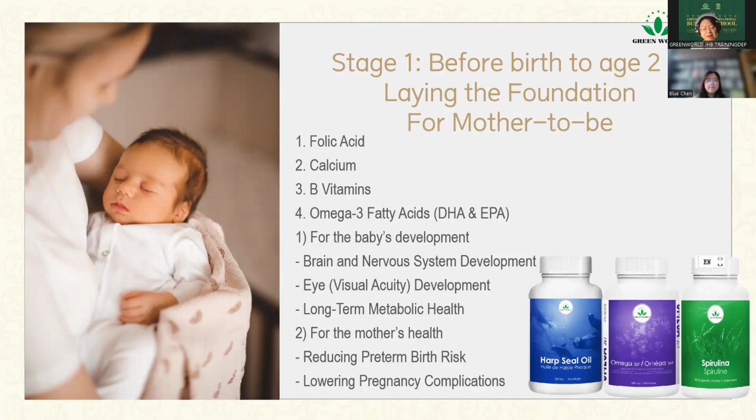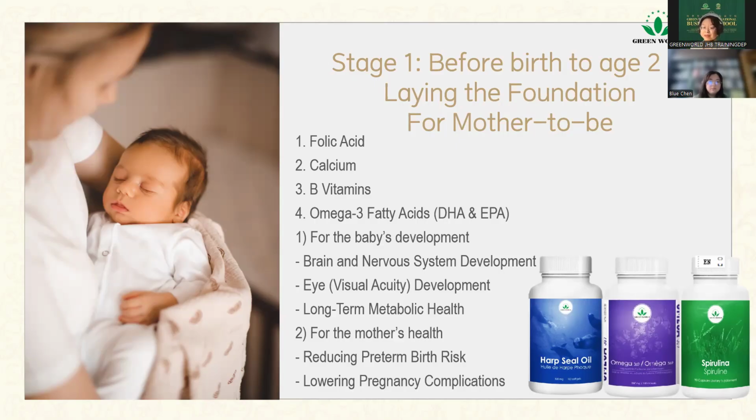Number 3, B vitamins. This group of vitamins supports the mother's energy metabolism and overall cellular function, which is especially important during the increased physical demands of pregnancy. Number 4, omega-3 fatty acid. During pregnancy and breastfeeding, DHA and EPA are transferred from mother to baby to support several critical developmental processes.